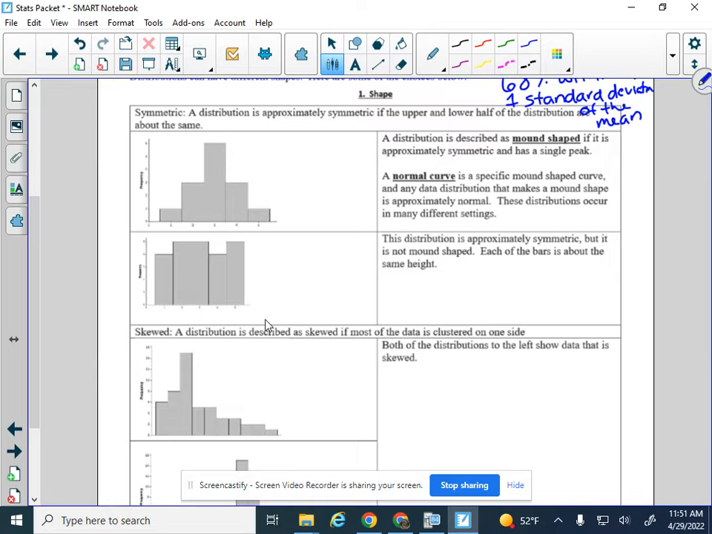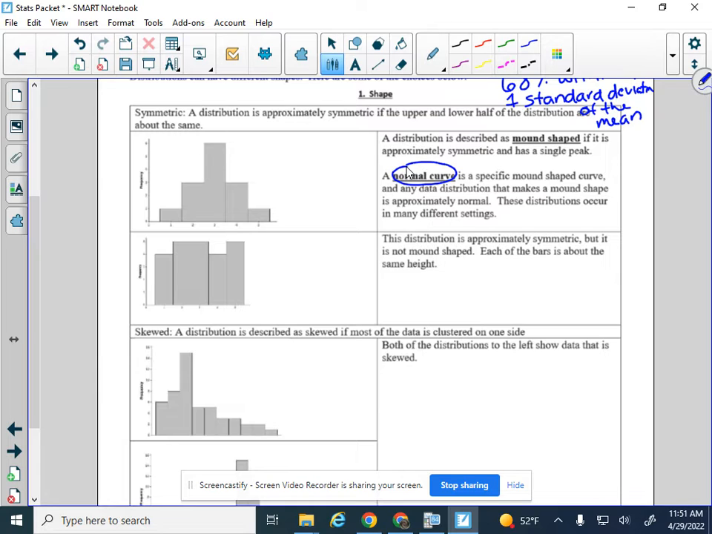A distribution is described as mound-shaped if it's approximately symmetric and has a single peak. A normal curve is a specific mound-shaped curve, and any data distribution that makes a mound shape is approximately normal. These distributions occur in many different settings, so we'll be working with that in the next lesson.